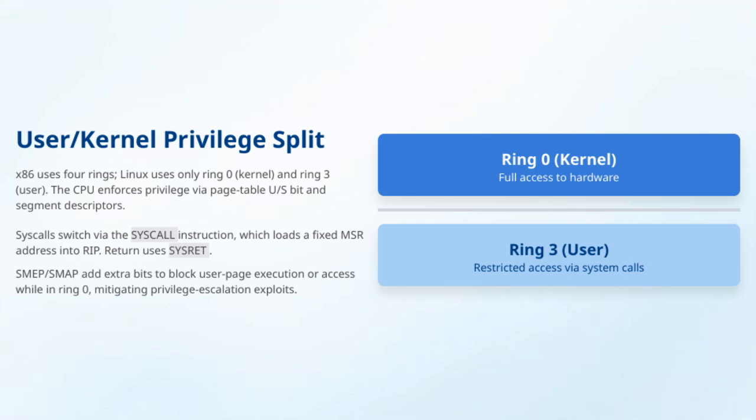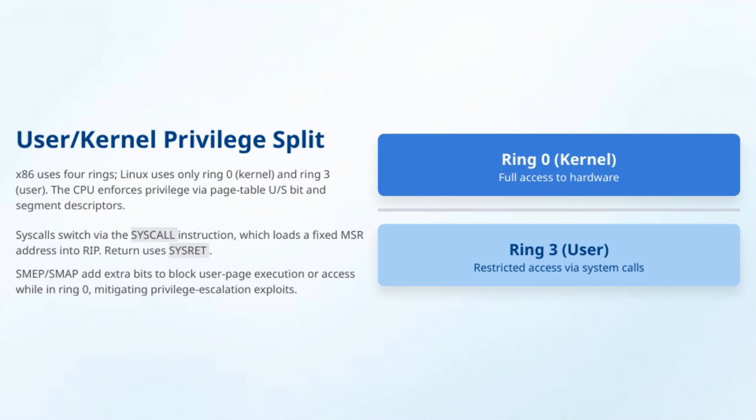This instruction loads a fixed model-specific register, or MSR, into the instruction pointer, RIP, to transition into kernel mode. When the kernel is done, it returns to user mode using SYSRET. It's also interesting to note the historical context.